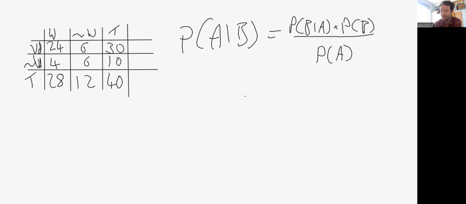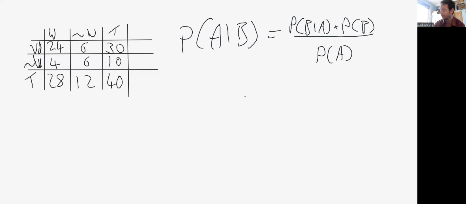So then you also see here the number of games that they didn't play with Van Dijk was 10. 4 of those they won, and 6 of those they did not win. And you can see the totals here in the final column and the final row, showing that they won a total of 28 games, didn't win a total of 12 games. They played a total of 30 games with Van Dijk and 10 games without Van Dijk, so 40 games in total either way.